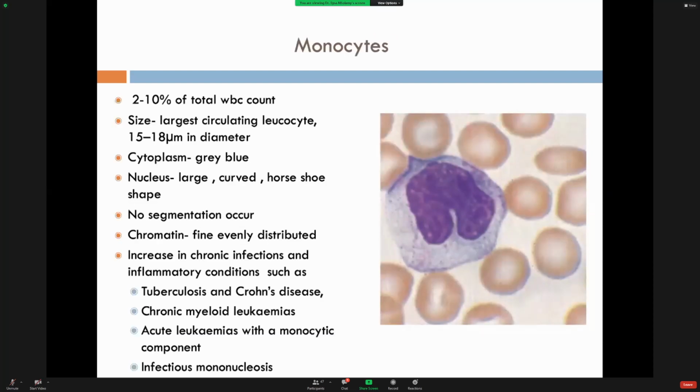This is how it looks like in monocytes. Monocytosis you can see with Crohn's disease, tuberculosis, chronic myeloid leukemia, acute leukemia with a monocytic component, and infectious mononucleosis. You can see it in monocytes.